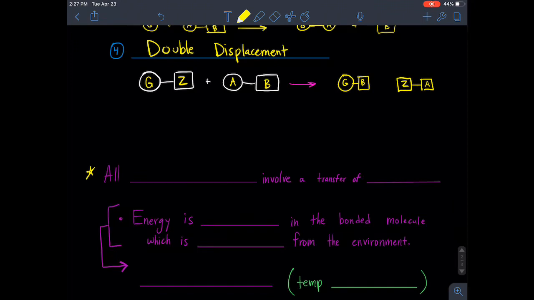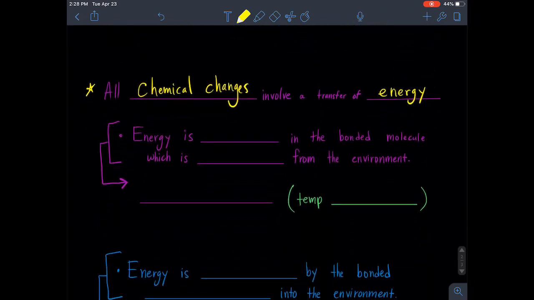So something we need to add here is that all chemical changes involve a transfer of energy. So let's look at this first example. In the first type of thing that can happen, if energy is transferred into the molecule, it's going to help build a bond.